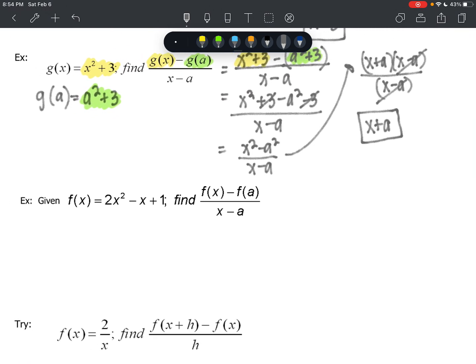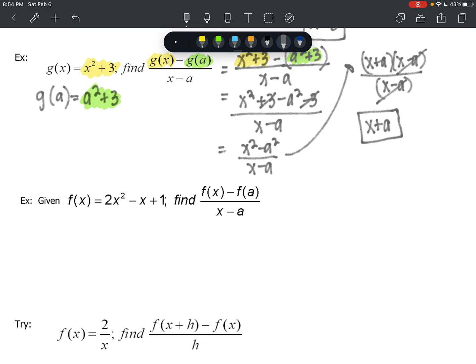Okay, here is another example. I'd like to see if you can try this one. Press pause, and then come back, and you can watch me do the work.